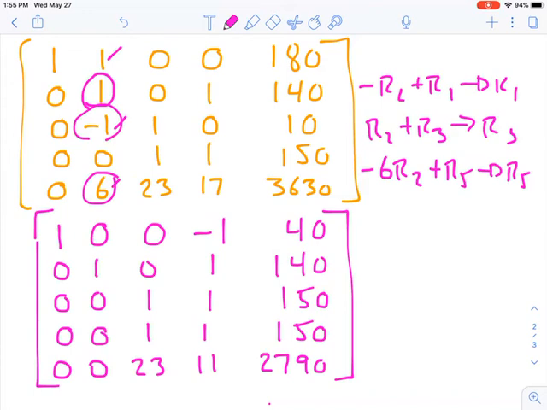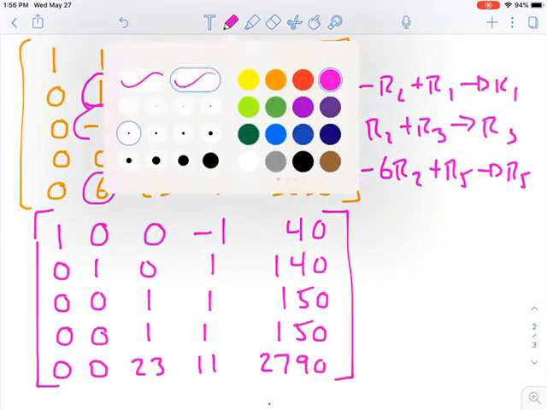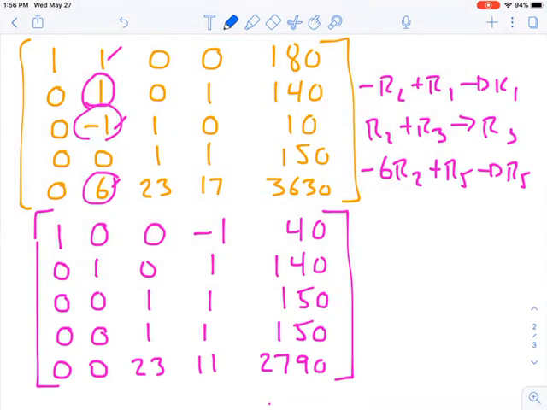Now we move on to column 3. Only 2 items to change in column 3. This is now my pivot. Again, we go down 1 and over 1, and we need to remove this and this. So I'm simply going to take the negative of row 3 plus row 4, which replaces row 4.